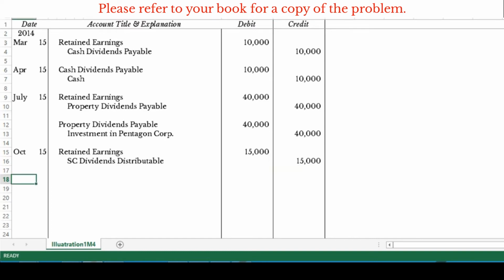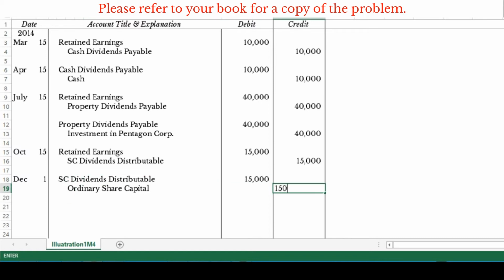Okay, so this is payable daw on December 1. So, on December 1, we will record the payout or the actual issuance of the shares to the stockholders. So, that would be debit share capital dividends distributable and credit ordinary share capital. So that would be for 15,000 parehas.